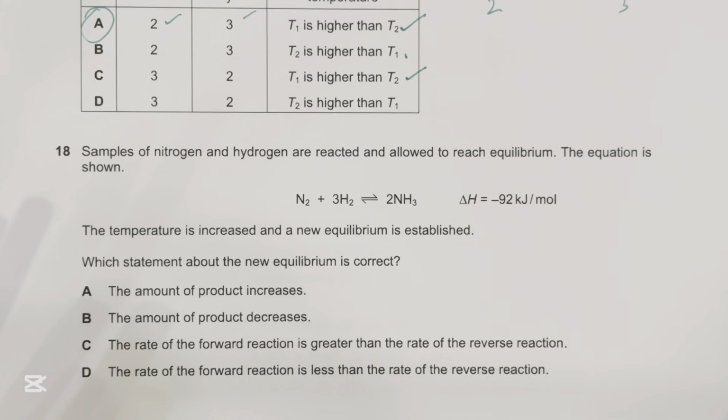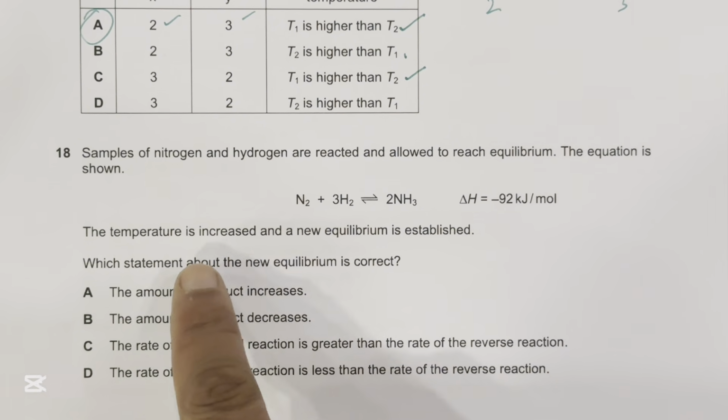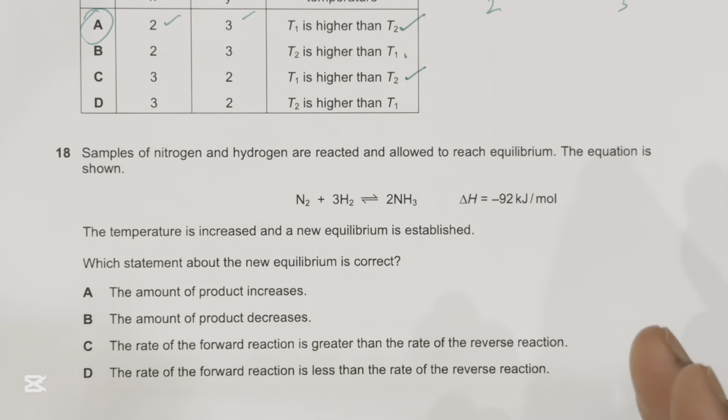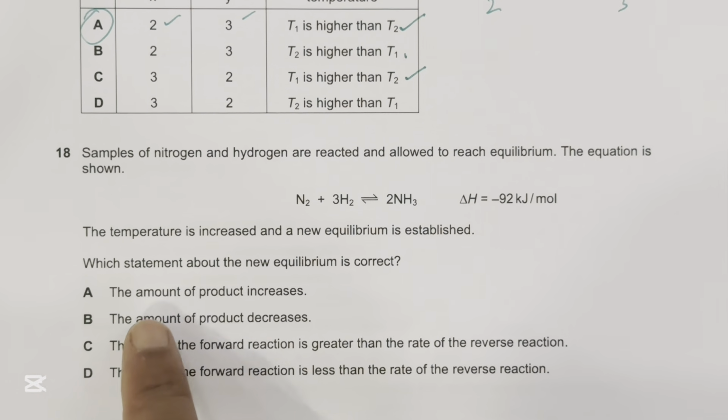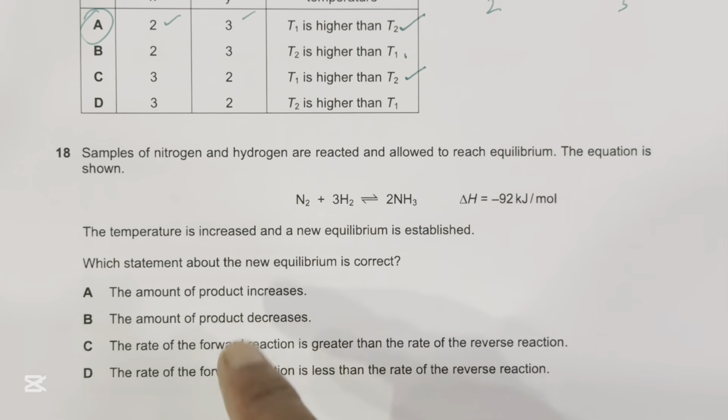A sample of nitrogen is reacted and allowed to reach equilibrium. This is the Haber process. The equation is shown. The temperature is increased and a new equilibrium is established. So we're going to apply Le Chatelier's principle. Le Chatelier's principle says that whatever change is produced, the reaction will react in a way to oppose that change. So when we increase the temperature at equilibrium, the amount of product would reduce, because it would otherwise increase, but according to Le Chatelier's principle, it would oppose that change.